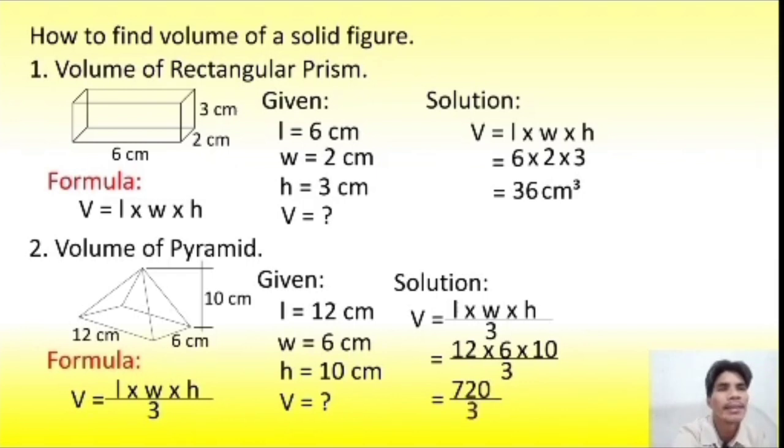Then divide 3. So equals 720 divided by 3 is 240. Then copy the unit na cm or the centimeter, then write the cube. So the volume of the pyramid is 240 centimeter cube. So ganun po ang pagkuha ng volume of a pyramid.